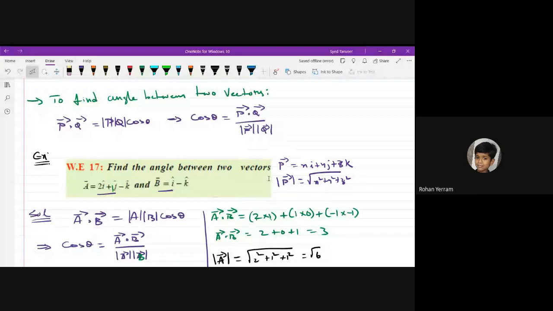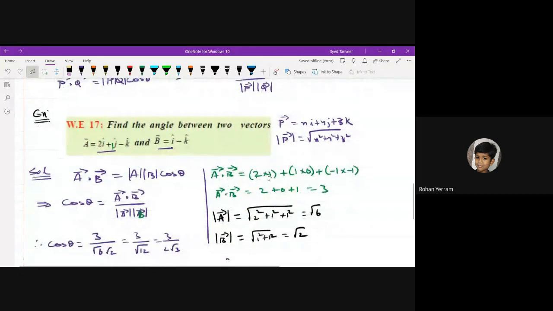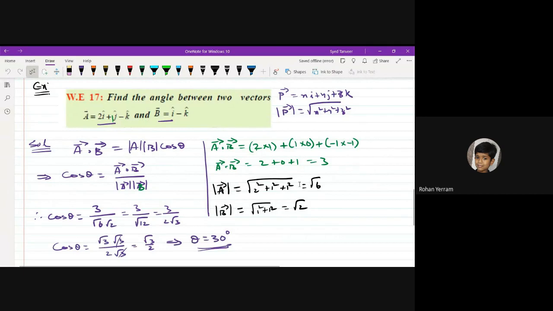Sir, I have a doubt. Sir, A dot B means we also have to include cos theta, no, sir? Yes. A dot B is equal to magnitude of A into magnitude of B into cos theta.